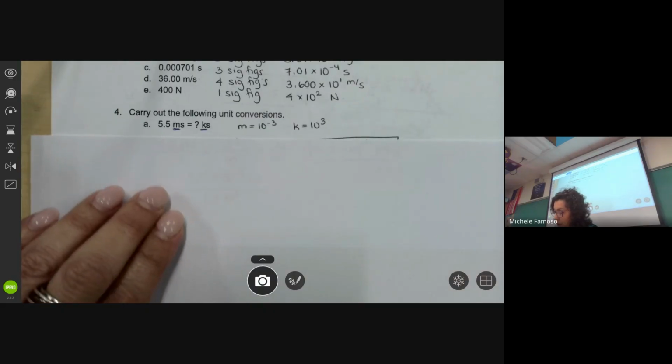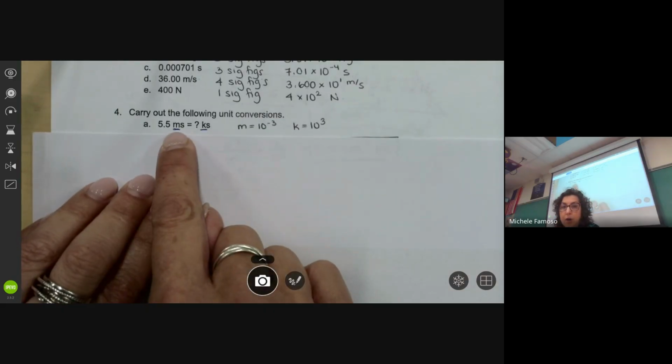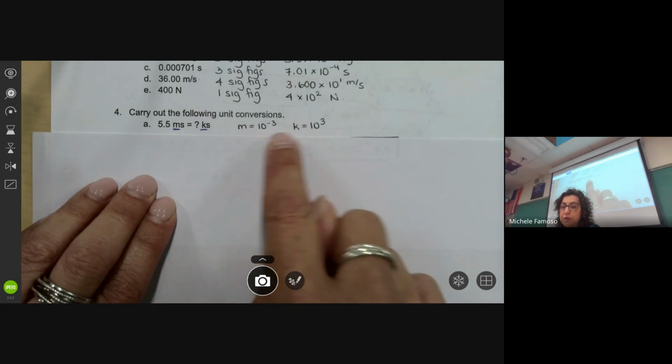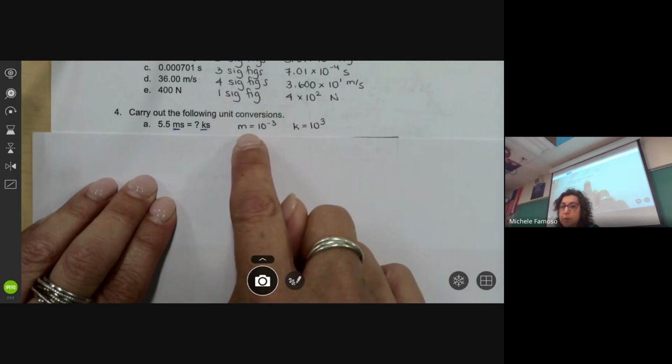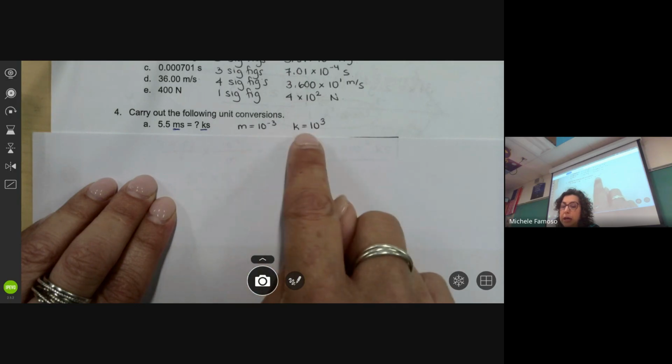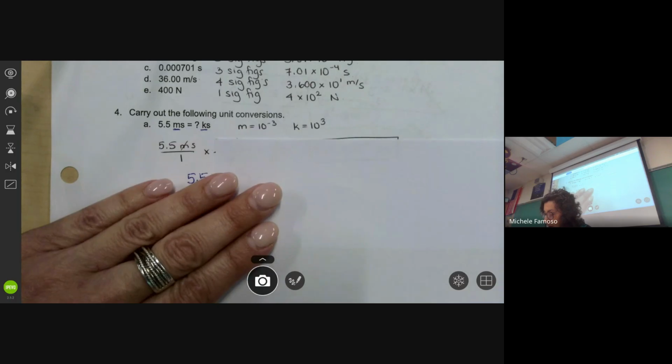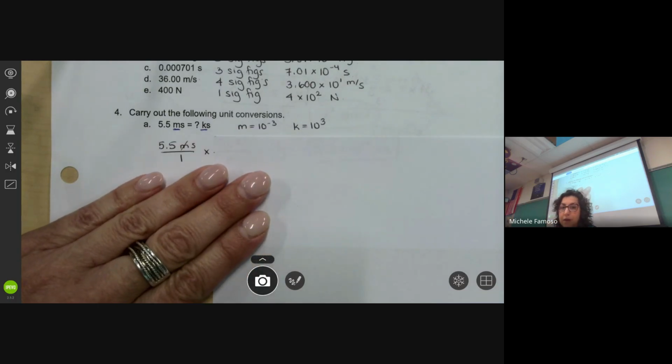Number 4, carry out the following unit conversions. So in letter A, we're going from milliseconds to kiloseconds. So these are the 2 conversion factors we need, where milli is 10 to the negative 3 and kilo is 10 to the 3. So using our factor label method, the first thing we're going to do is take our given value and put it over 1. So 5.5 milliseconds over 1.